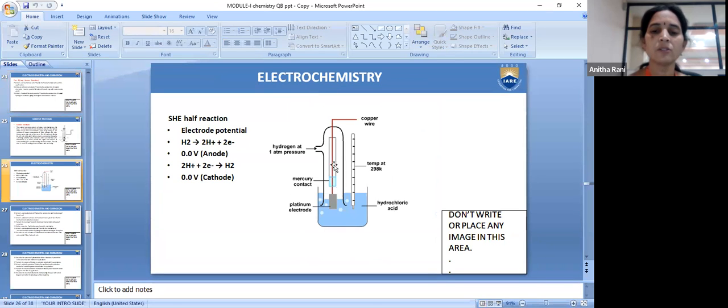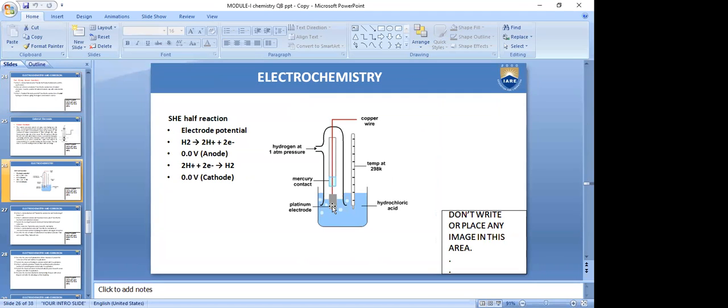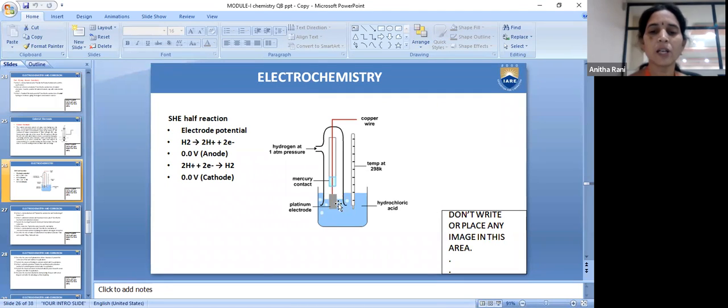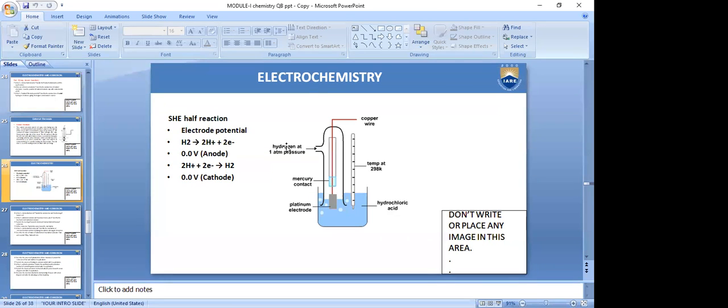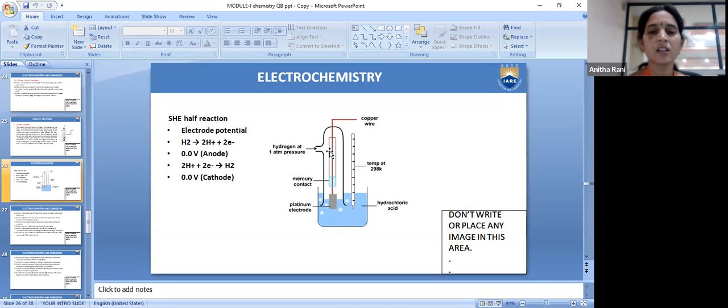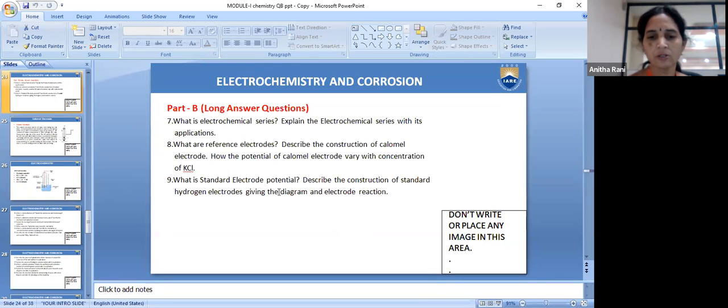Hydrochloric acid. Then here, what are we taking? A platinum layer at the bottom, the platinum electrode, platinum foil. Then we are covering it with a glass tube. One inlet is there, and we are passing hydrogen gas at 1 atmospheric pressure. So this is the construction of the standard hydrogen electrode that you have to write.